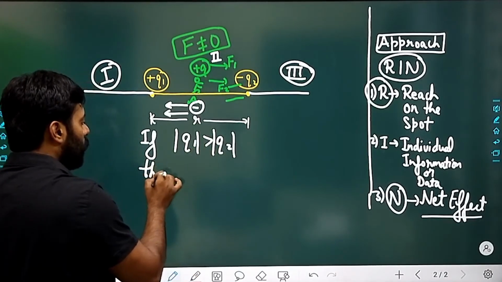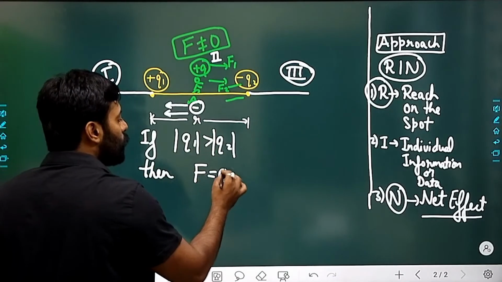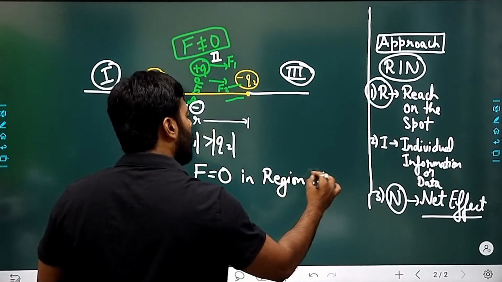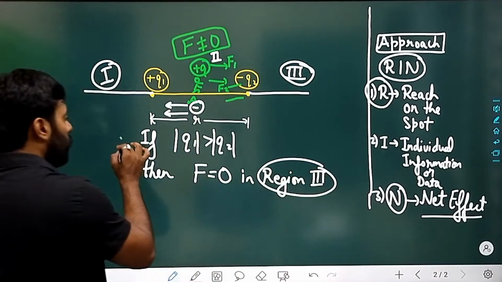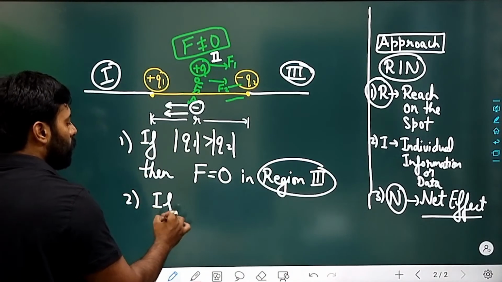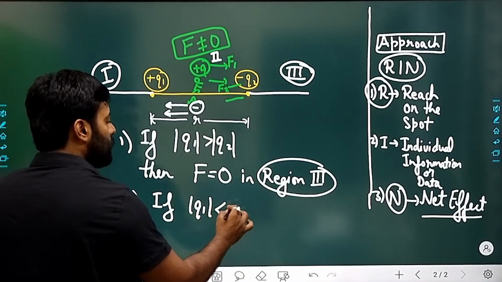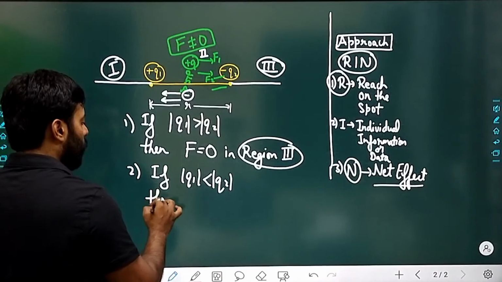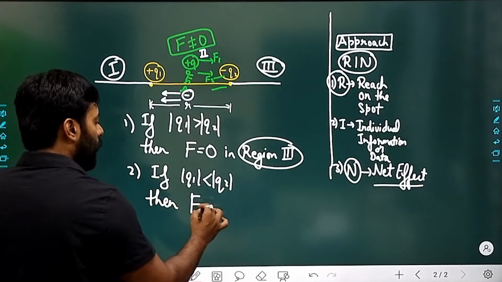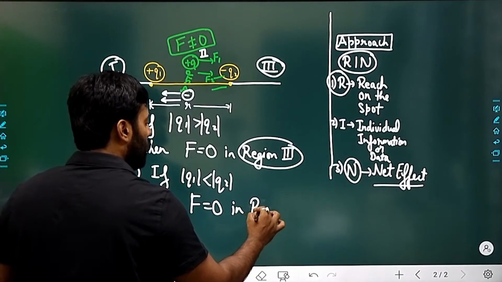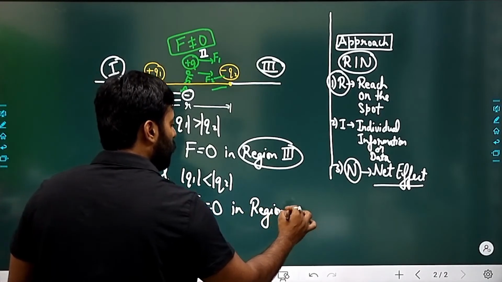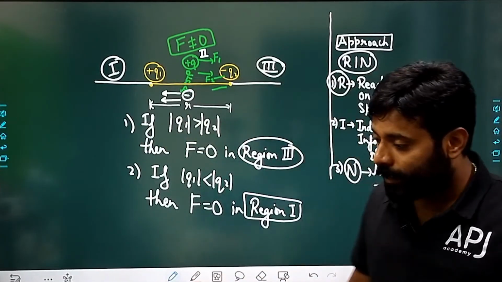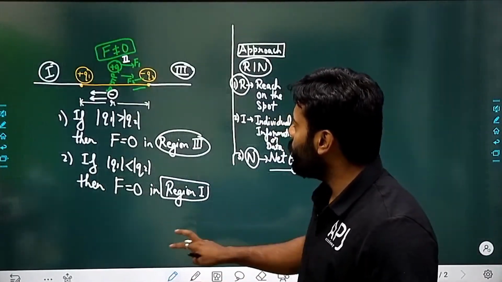then F is equal to 0 in region 3, right? And if Q1 is less than Q2, then F is equal to 0 in region 1. I hope that this thing is clear to you. Right, my buddy, is this thing clear to you?